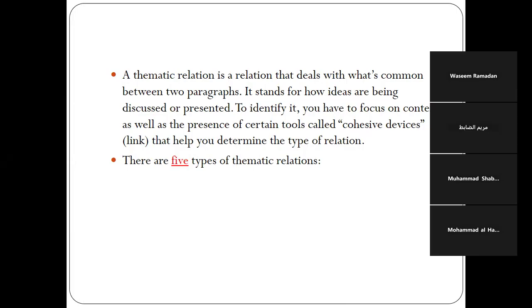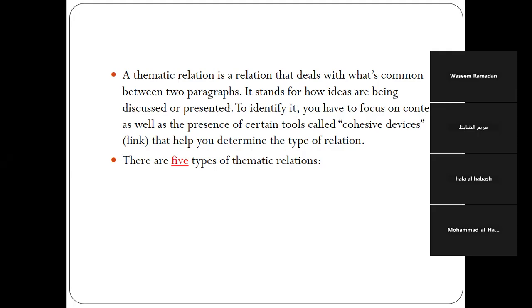Hala, can you start reading, please? Okay. A thematic relation is a relation that deals with what's common between two paragraphs. It stands for how ideas are being discussed or presented. To identify it, you have to focus on content as well as the presence of certain tools called cohesive devices, yani links, that help you determine the type of relations. There are 5 types of thematic relations.